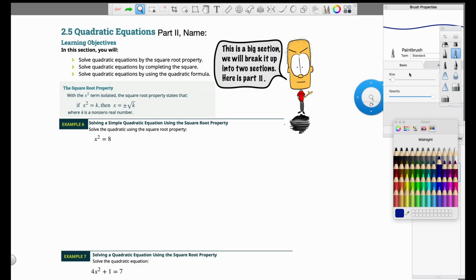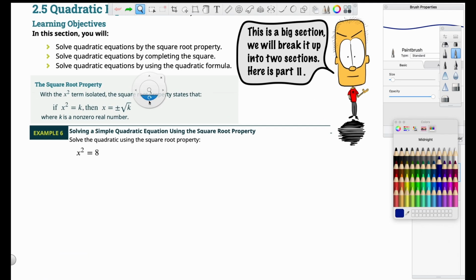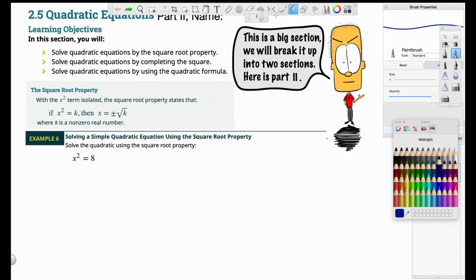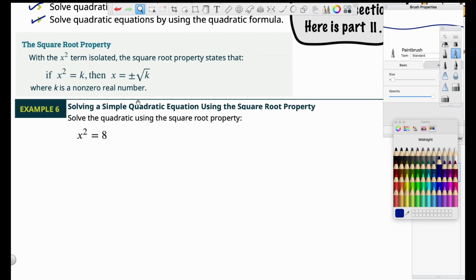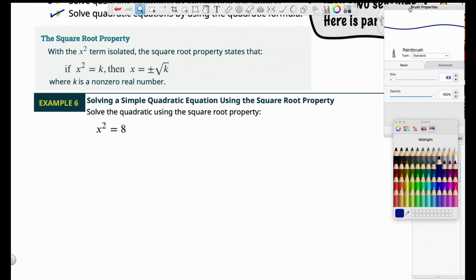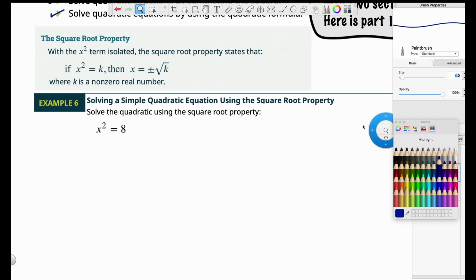Today we're going to look at the second part of quadratic equations. In this section we're going to look at solving quadratics by using the square root property. We're going to solve by completing the square. And we're going to solve equations by using the quadratic formula. And we'll also take a look at what the discriminant is of the quadratic formula and how that helps us determine the number and the type of solutions. So let's take a look at the square root property first.